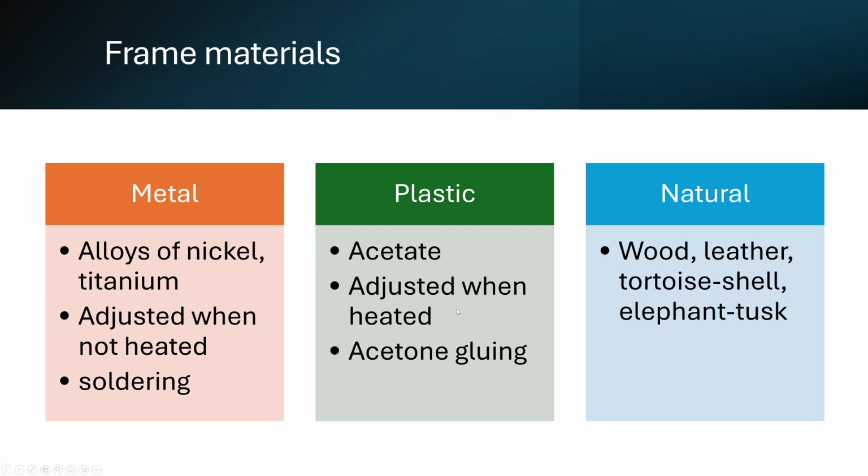When the plastic frames do snap, they are glued together via acetone, which is basically the base chemical for making the acetate. So it kind of corrodes the plastic and lets it stick together again when hardened.